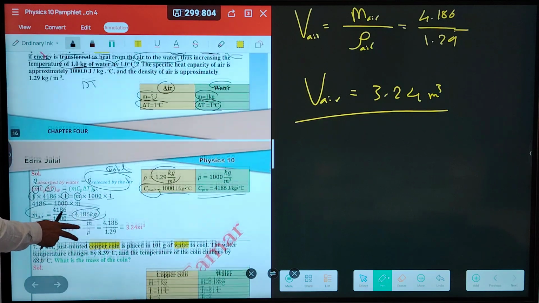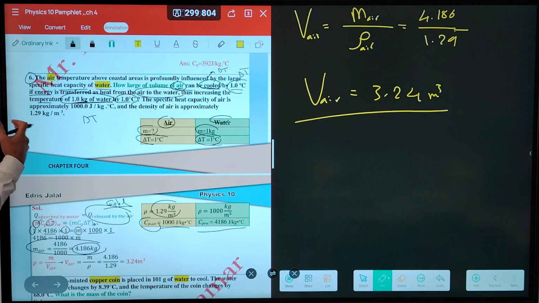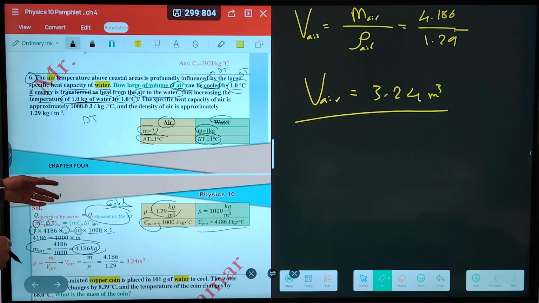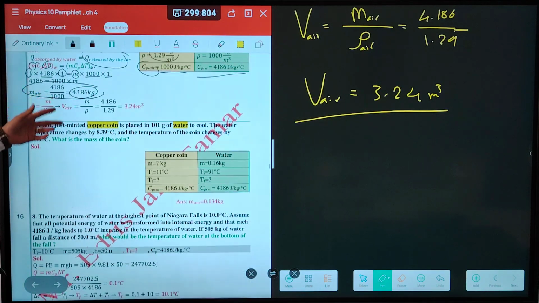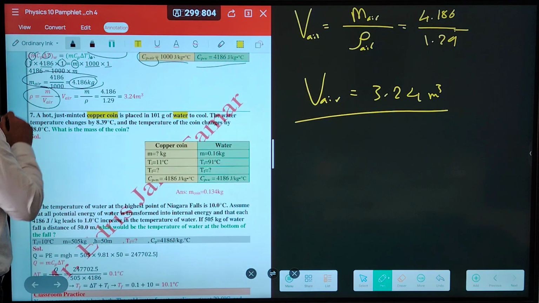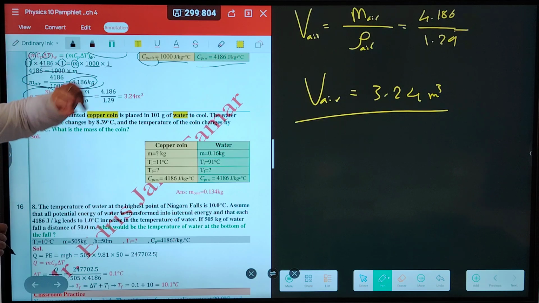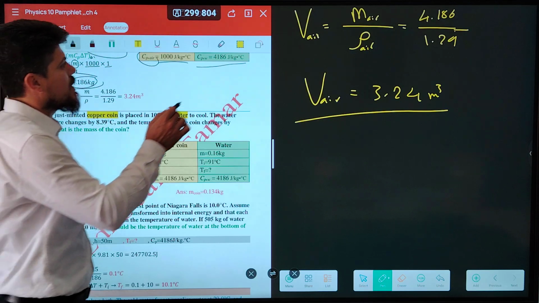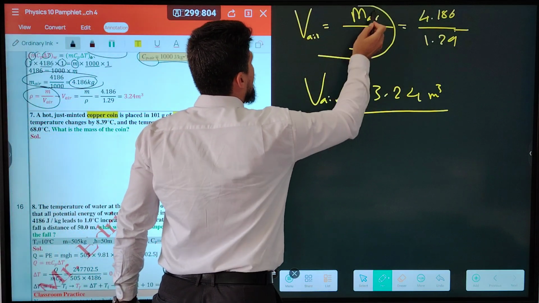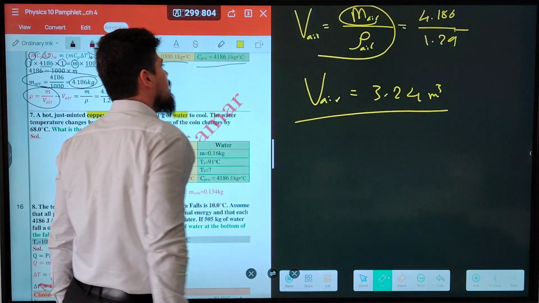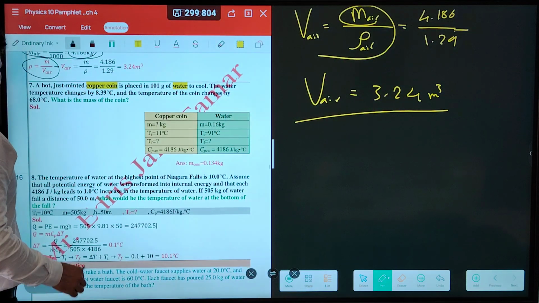Very good question and very different question because two chapters are mixed in this question, and it is very easy. But at first you have to make the plan for solving this question. You have to write down this equation. After that you have to find M, then you can find the volume of air.